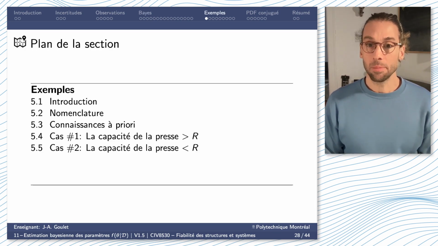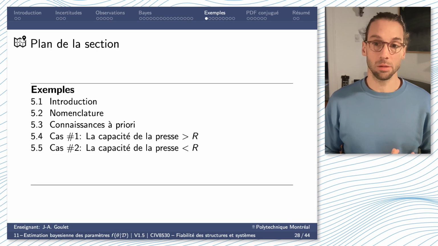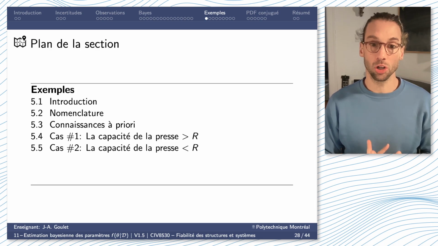So let's look at some examples of application for this Bayesian inference. We're going to look at some introduction, at nomenclature for our Bayesian updating, and at what our prior knowledge is for our problem. And we're going to look at two cases.